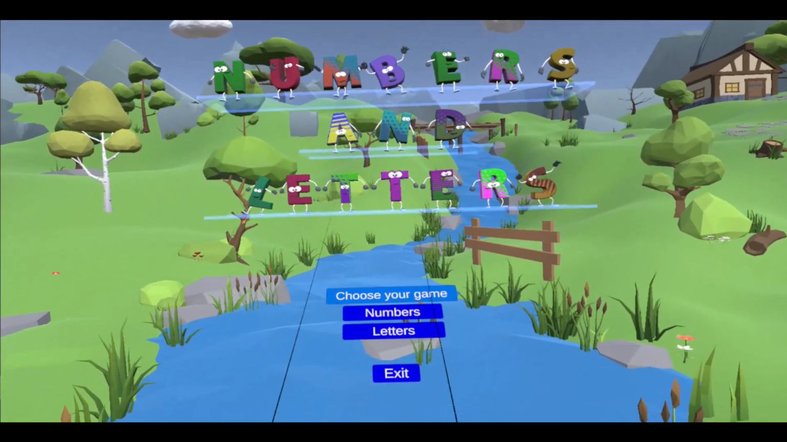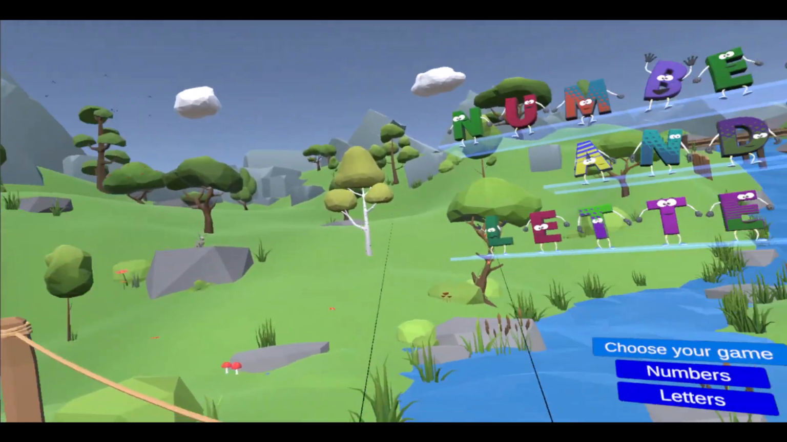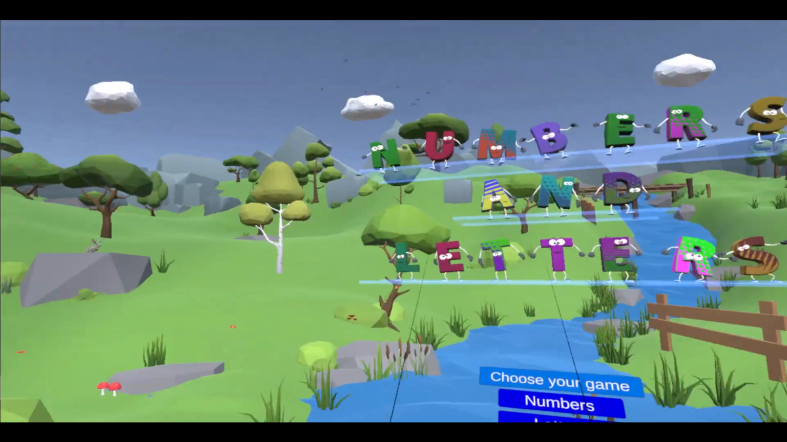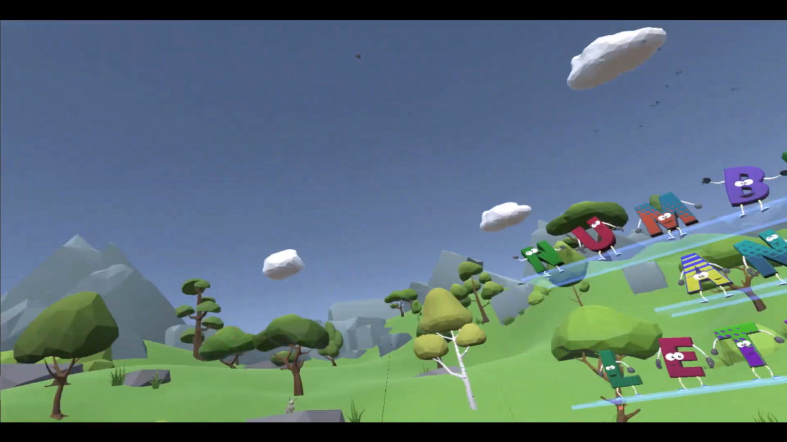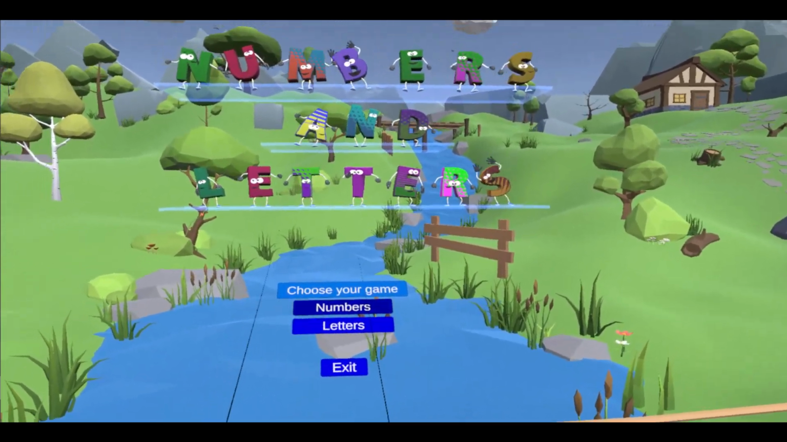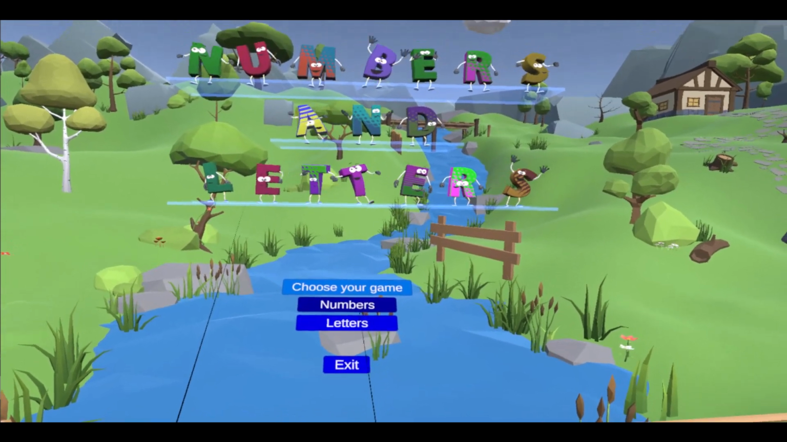Okay, welcome to Numbers and Letters. So this is the launch area, or the start menu effectively, and it orientates the player with the game world. You can have a look around. So there are two main game modes at the moment, Numbers and Letters. And we're going to go into the Numbers version first.